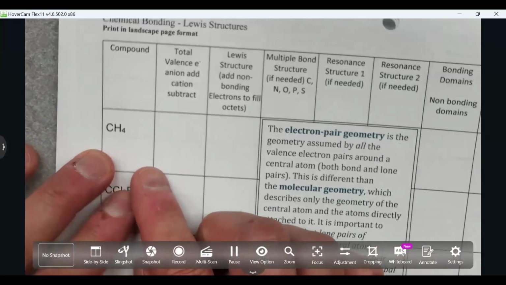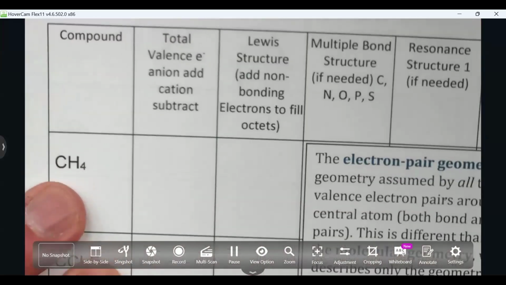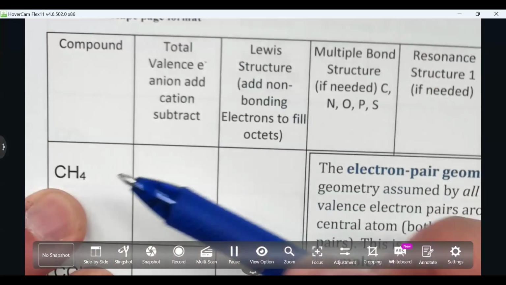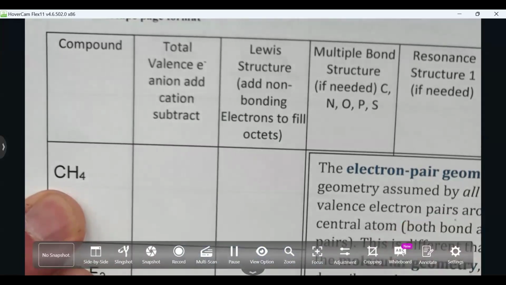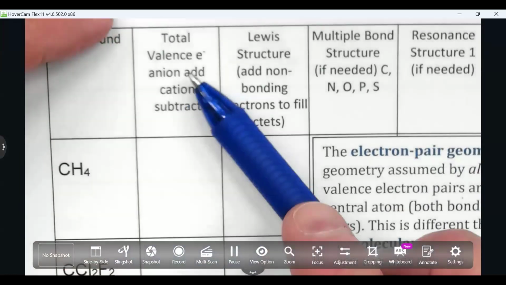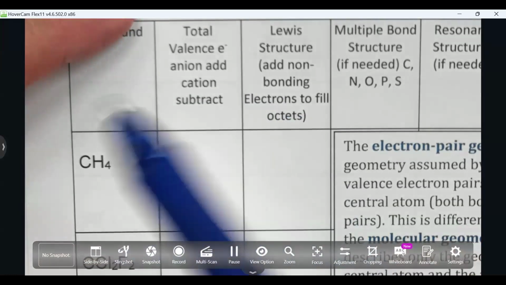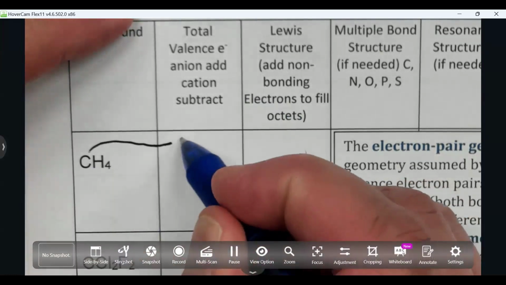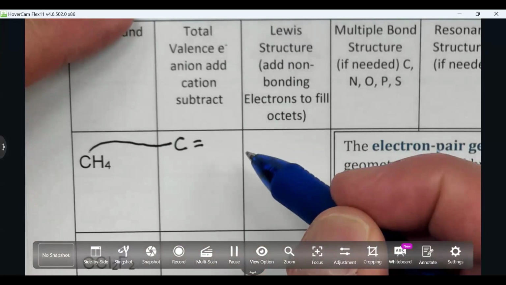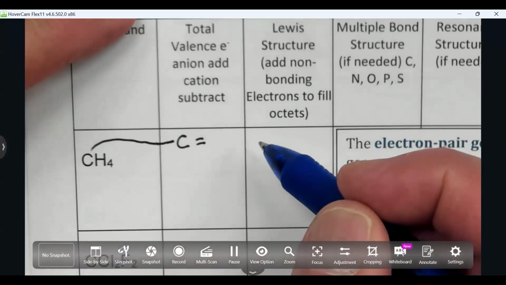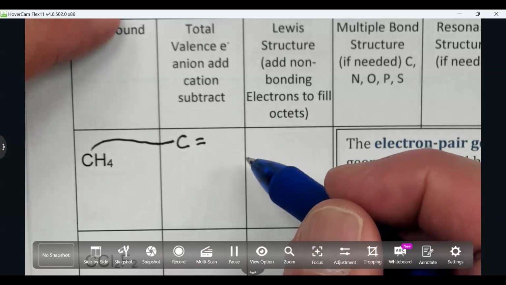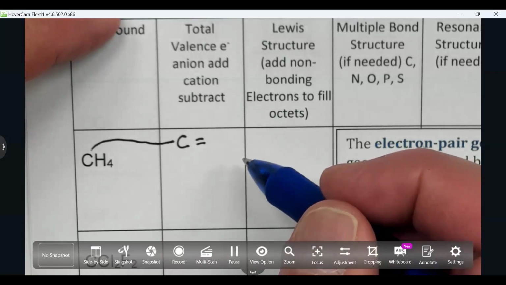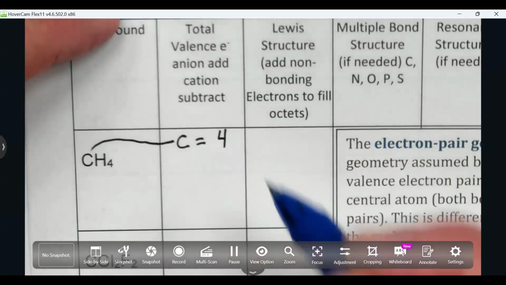So we're going to draw the Lewis structure for CH4. So we need to know what our valence electrons are. So I'm on page 25. How many total valence electrons? Well, how many valence electrons does carbon have? How are you going to find out? What group number is it in? 14, so it has 4, yes?